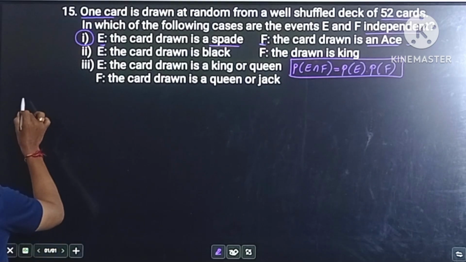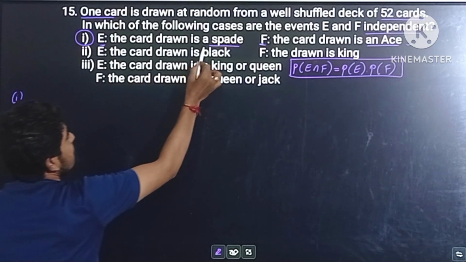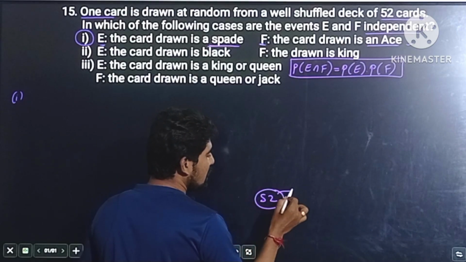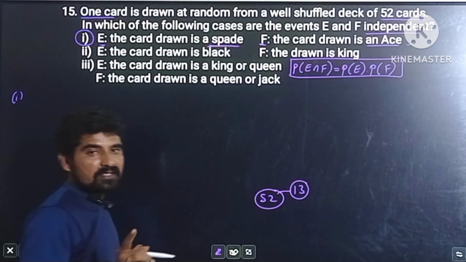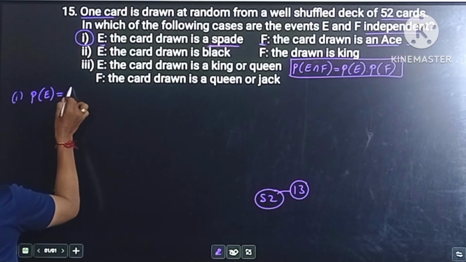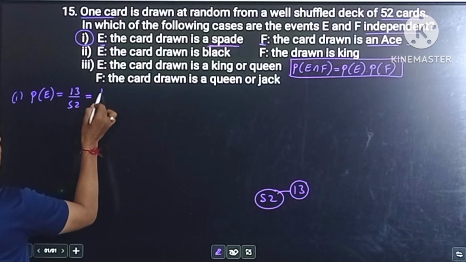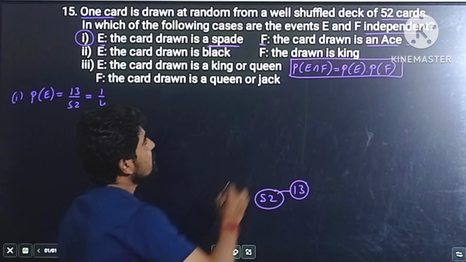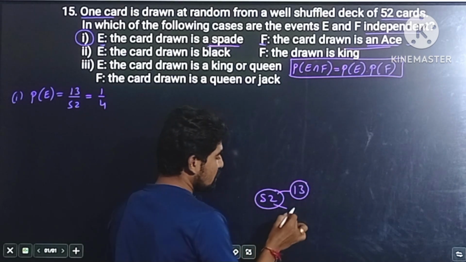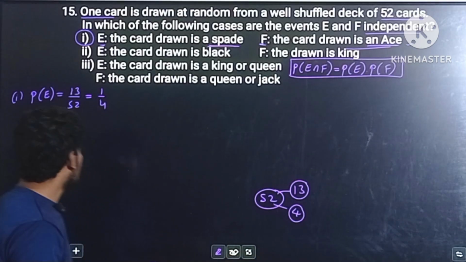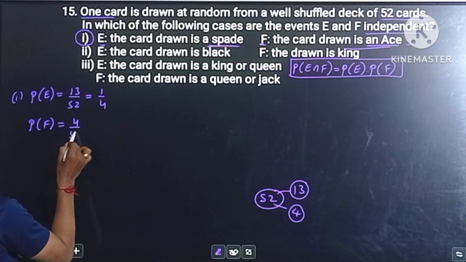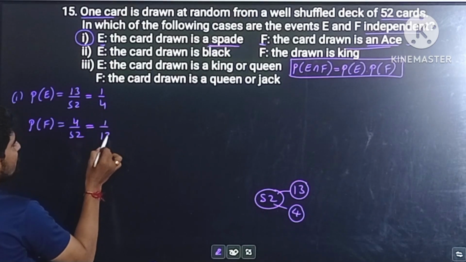See here, E is the event, the drawn card is a spade. As you know, out of 52 cards, totally 13 spade cards exist. Therefore, the probability of the event E is equal to 13 divided by 52, which is equal to 1 by 4. And event F is, the drawn card is an ace. Out of 52, there exist totally 4 ace cards. Therefore, probability of the event F is equal to 4 divided by 52, which is equal to 1 divided by 13.